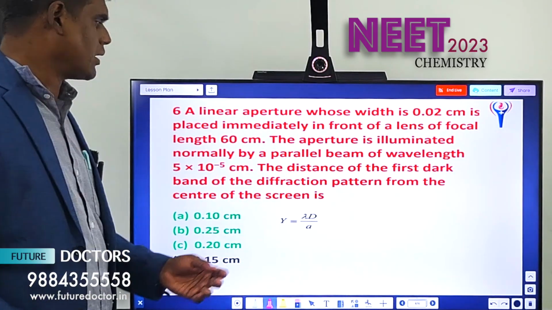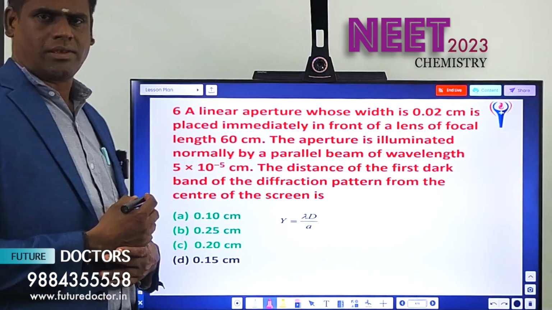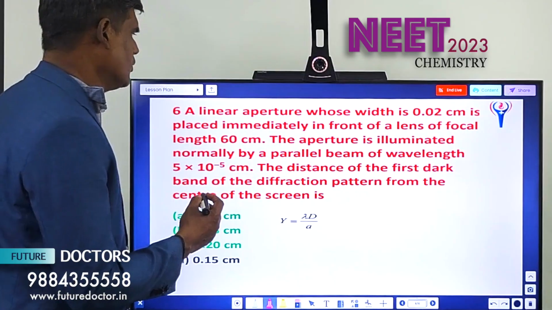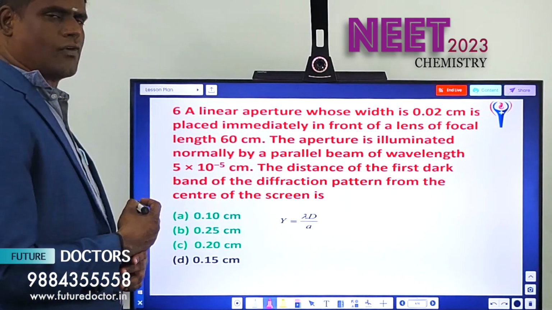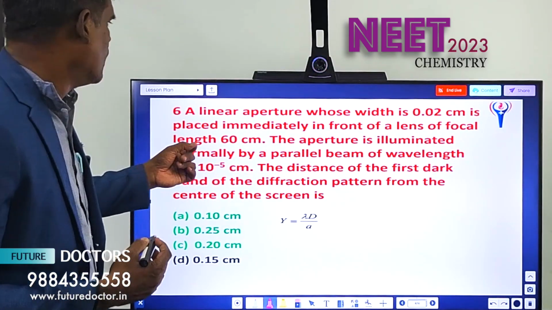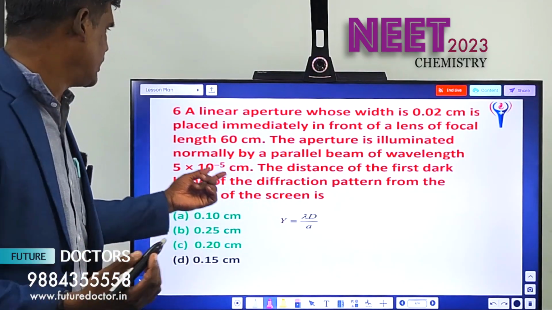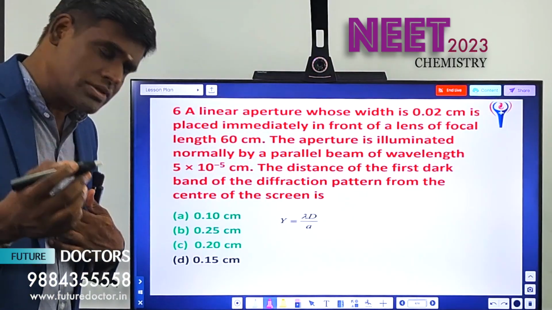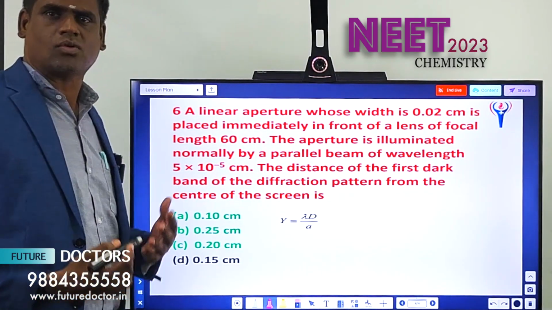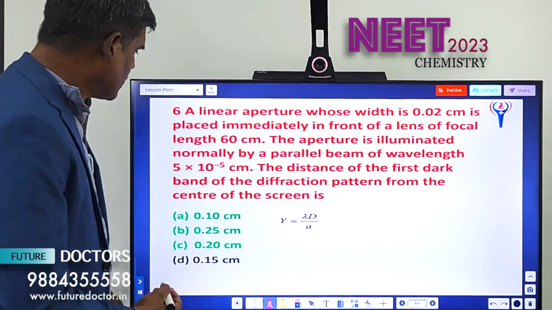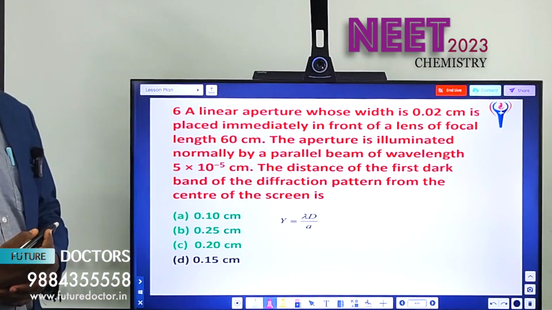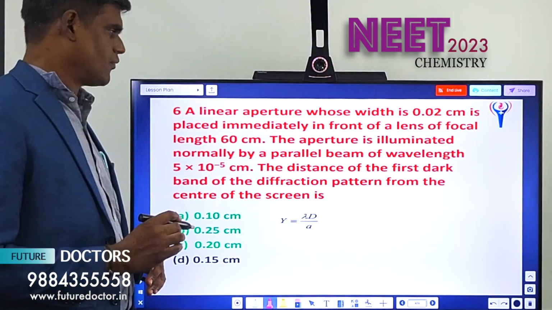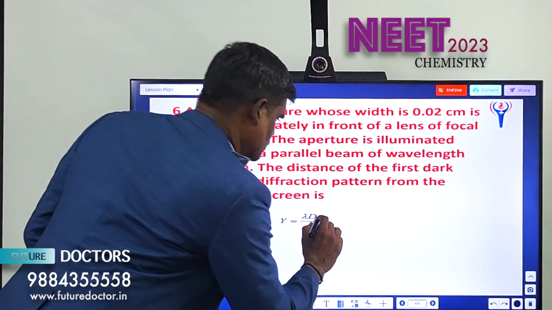The formula used here is y equal to lambda D by a. Lambda is a given value, 5 into 10 power minus 5 centimeter, and focal length is capital D, 60 centimeter, and linear aperture width 0.02 centimeter. All the values are given in centimeter, you would normally convert into meter. But even the option is given in centimeter, so no need to convert into meter. Keep in centimeter itself. Then substitute lambda D by a.